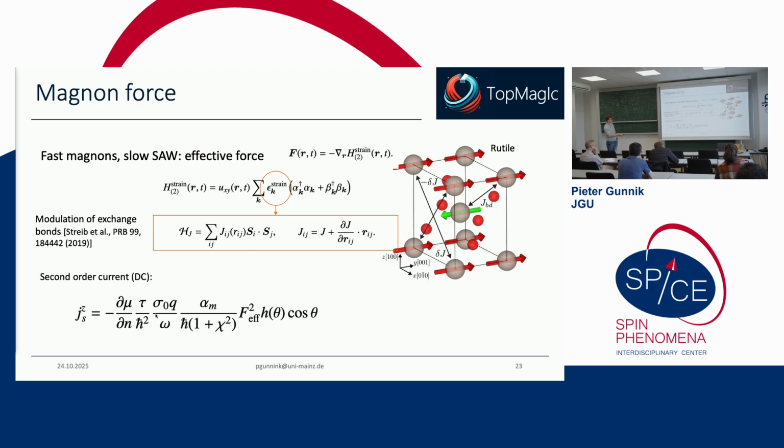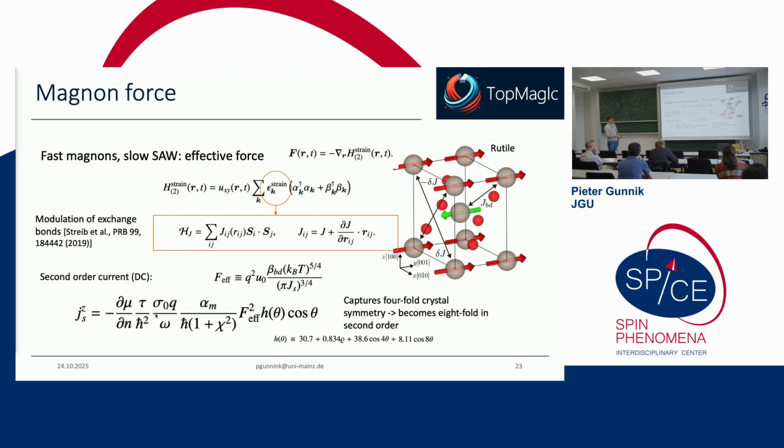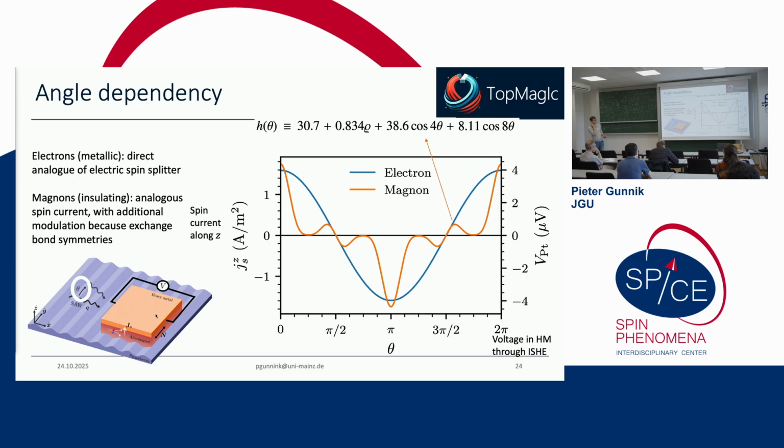And we end up with, again, a second order current. Exactly the same steps, except now we've replaced the electric field with some effective force here, which we have closed expressions for. We can calculate all this. And the other noticeable thing is that because we're now directly coupling first to the lattice and then to the magnons, we're also capturing this 4-fold crystal symmetry. And because we're doing second order response, we're even seeing an 8-fold response. So don't be afraid if I show you now the results and you see some sort of extra modulation. So let me walk you through.